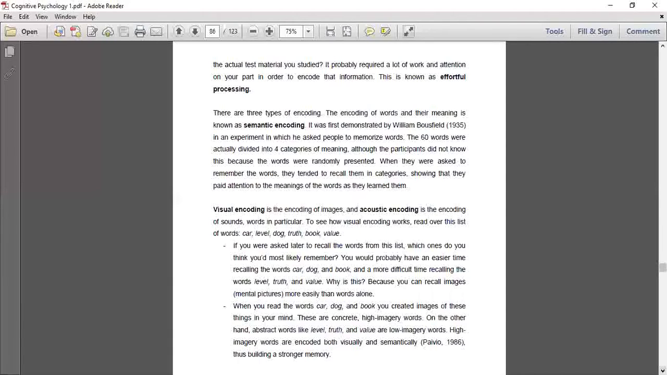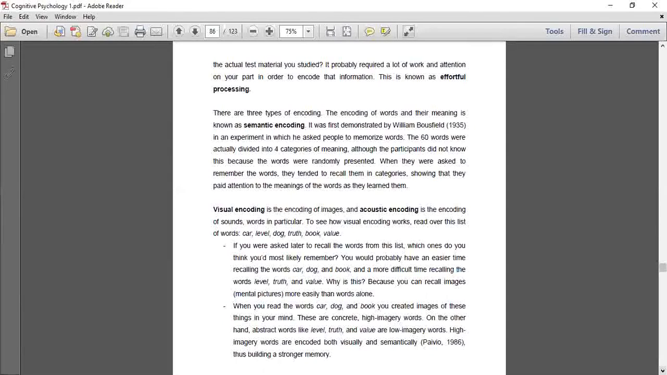For visual encoding, there was another experiment: read over the list of words: car, level, dog, truth, book, and value. According to the research, most people easily remembered car, dog, and book, the words car, dog, and book. And they had difficulty recalling level, truth, and value. Why? Because these words are abstract and mentally represented. Taking you back to grade 1, ECD, A, E, O, U. What is this? A dog.